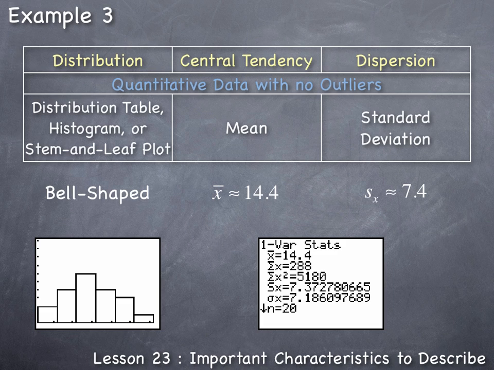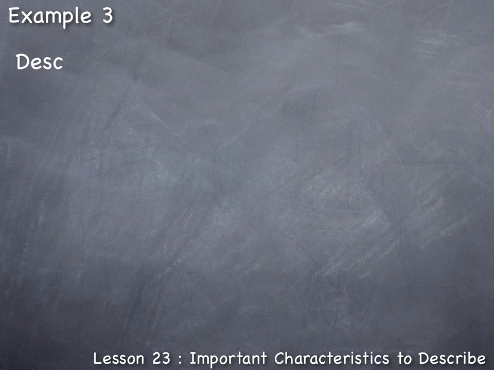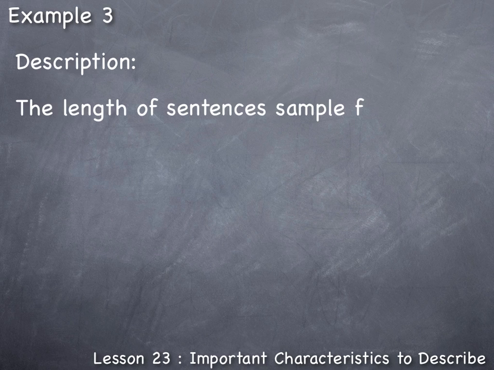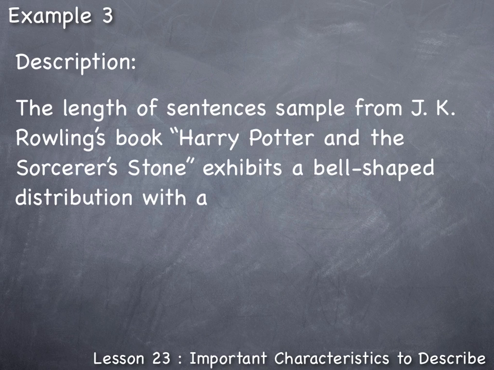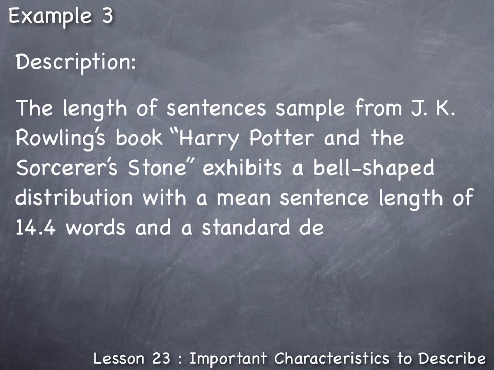So now we could take each of these results, and then using words of the problem, we can come up with a useful description of the data. The length of sentences sampled from J.K. Rowling's book, Harry Potter and the Sorcerer's Stone, exhibits a bell-shaped distribution with a mean sentence length of 14.4 words and a standard deviation of 7.4 words.